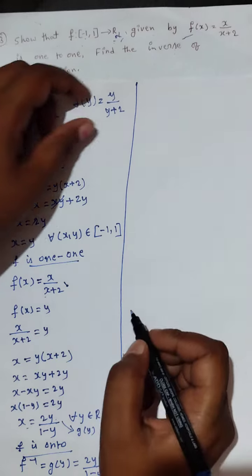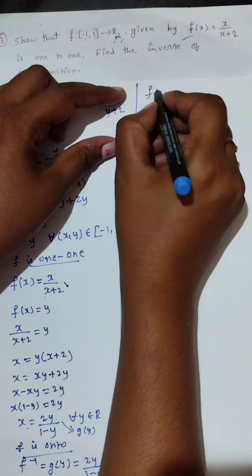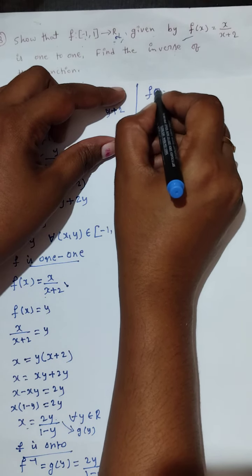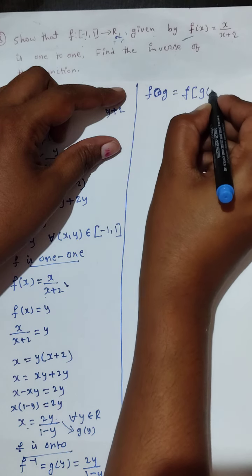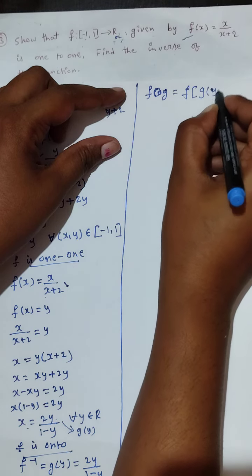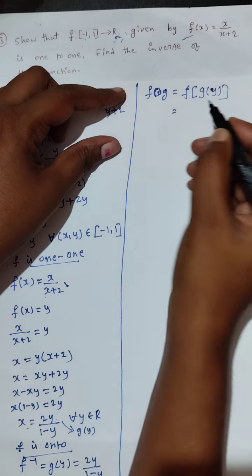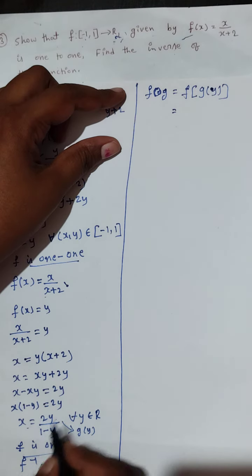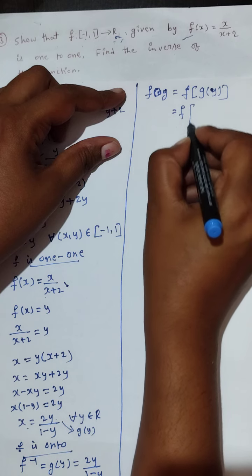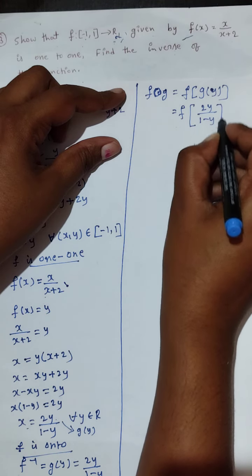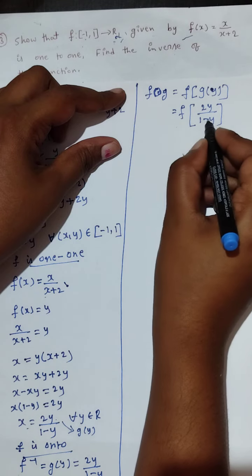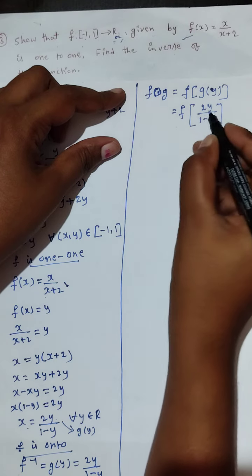After this, we have to consider the FOG function. FOG is equal to f of g of y. So what is our g of y? This is the one we solved: g of y equal to 2y by 1 minus y. So this is f of x; in place of x, we have this term.